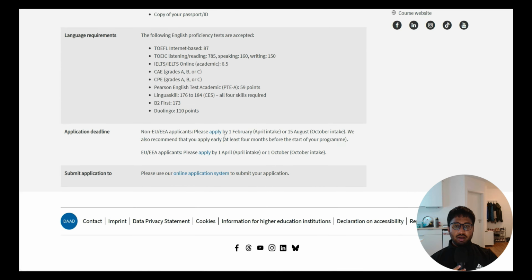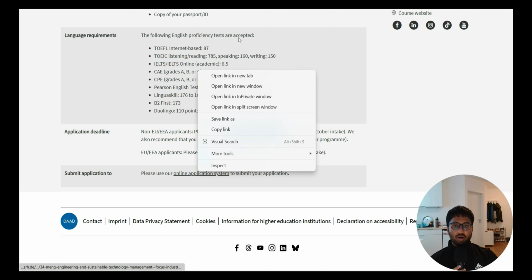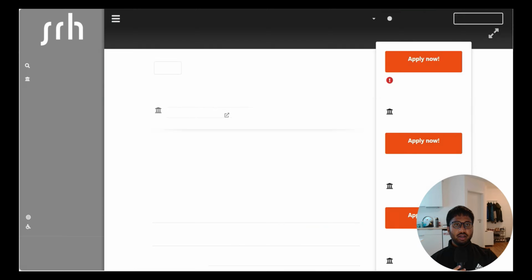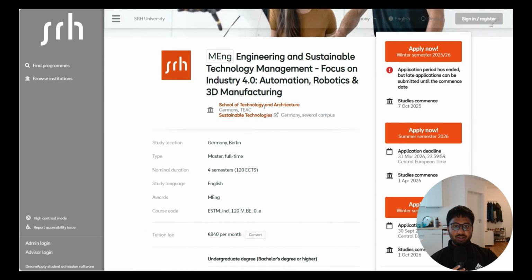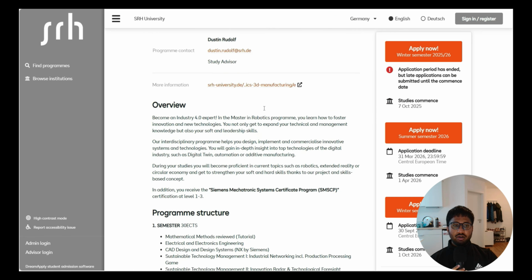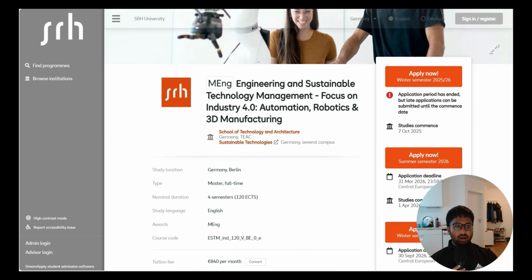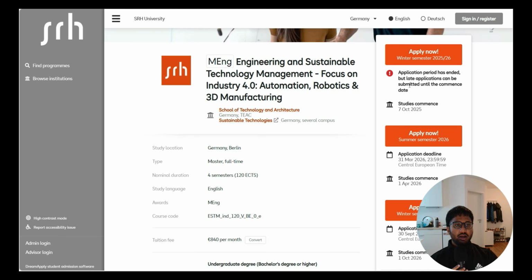Then application deadline, as we talked about, 1st February is the April intake, which is summer semester, which we are going to do for the next upcoming application, and we have to apply in their online application portal. So they have their own dedicated Engineering online application portal. We can use this and we can apply here again directly. Application period has ended, and the last application can be submitted until the commence date of 7th October. Study commences already on 7th October.